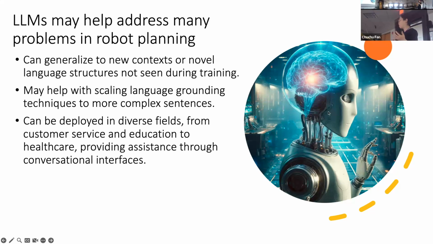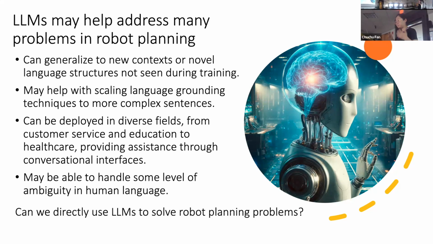The picture I have here basically shows a lot of people's belief. They believe if we plug in a large language model like GPT-4 or even the newer version, then the robot will become an actual robot we desire. They will understand everything we say, and they will act in the way that we will appreciate. But can we actually directly use large language models to solve a lot of the robot planning problems? Think about the problem I brought up at the beginning.